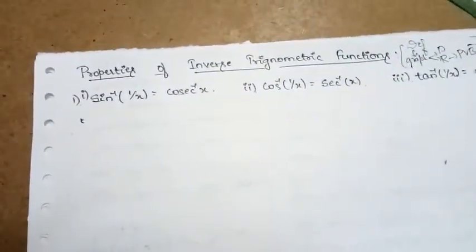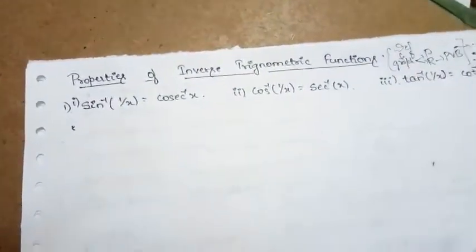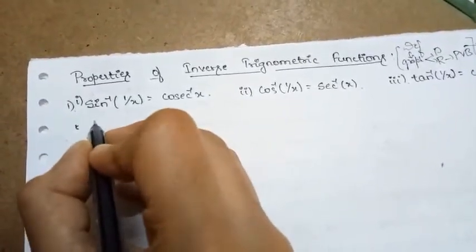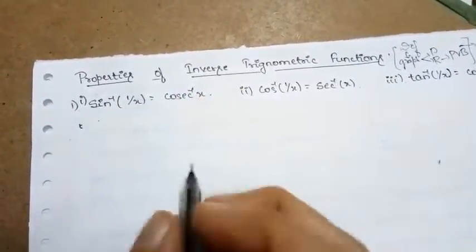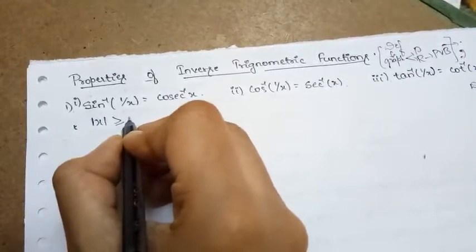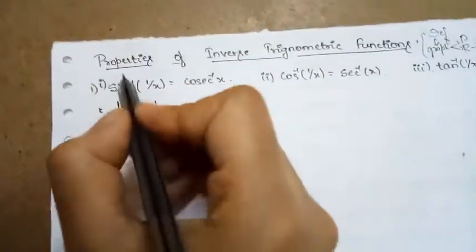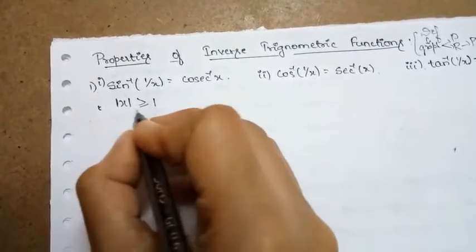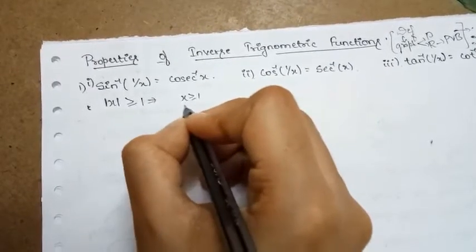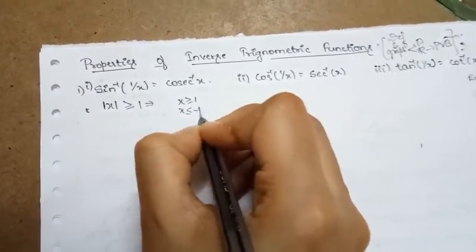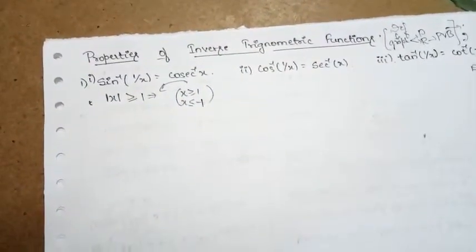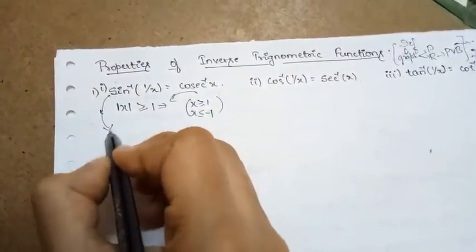The first property they have given is sine inverse 1 by x is equal to cosecant inverse x. We need to prove this. The domain they have mentioned, domain meaning the value of x, is modulus of x greater than or equal to 1. What does this imply? That x is greater than or equal to 1 and x is less than or equal to minus 1. I have written this in the simplest form, that is mod x greater than or equal to 1. Now let us prove it.